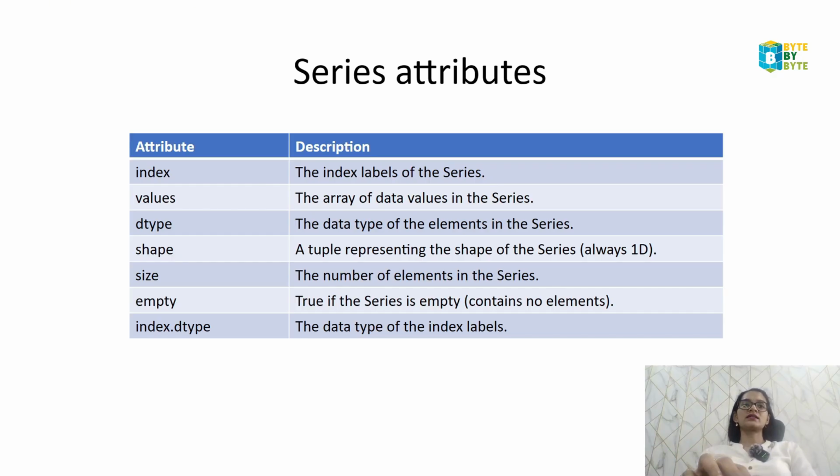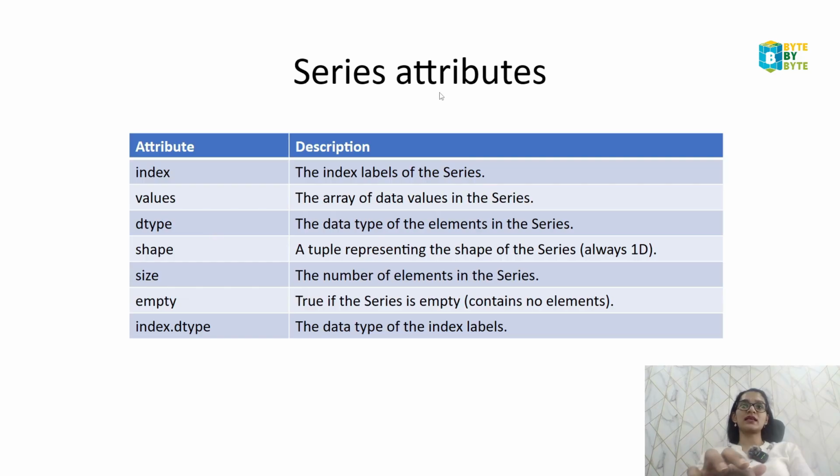Series has different attributes that are provided to you. The first attribute is the index attribute. Index gives you the index labels of the series. Then next is the values attribute. Values gives you the data values that are available in your series. And third is the data type. If you want to see the data type of elements in the series, you will say dtype.